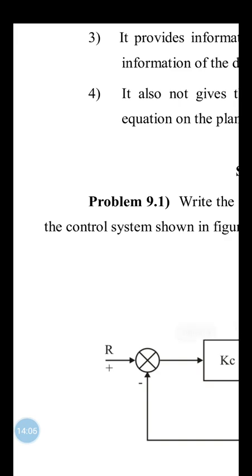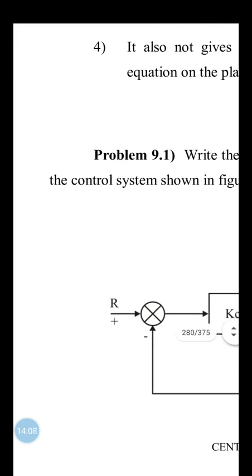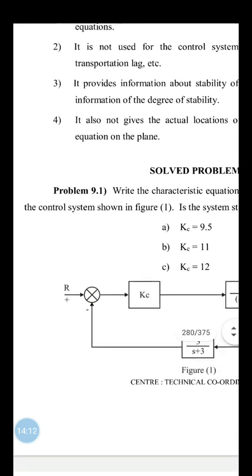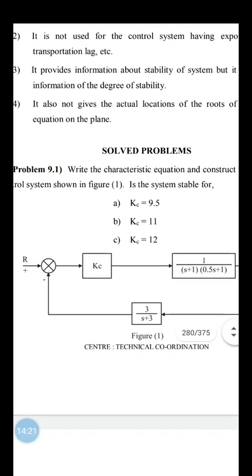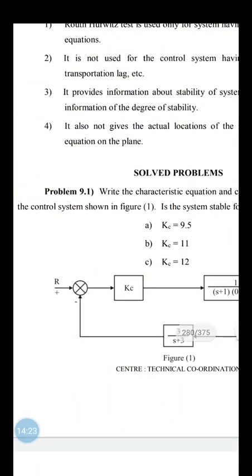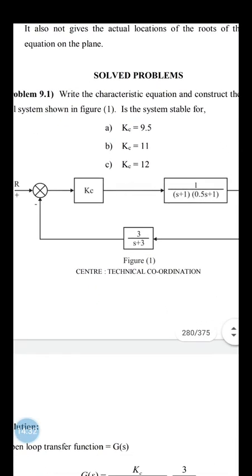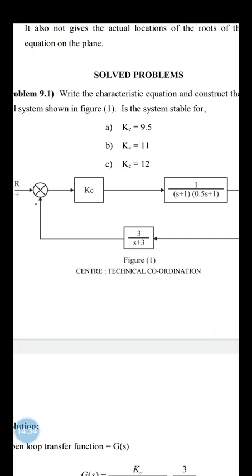Now we will discuss some problems related to the Routh-Hurwitz test. The first problem, problem 9.1, is to write the characteristic equation and construct the Routh array for the control system shown in the figure. And it is asked, is the system stable for Kc equal to 9.5, Kc equal to 11 and Kc equal to 12.